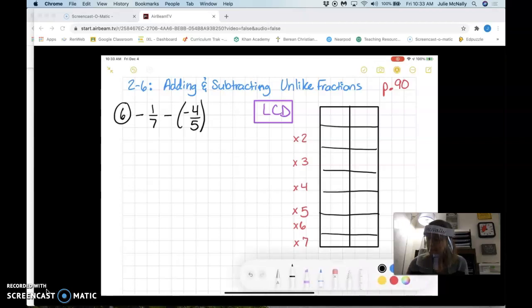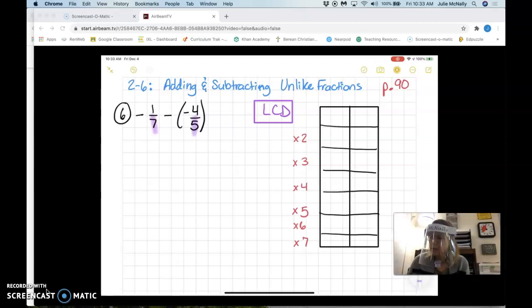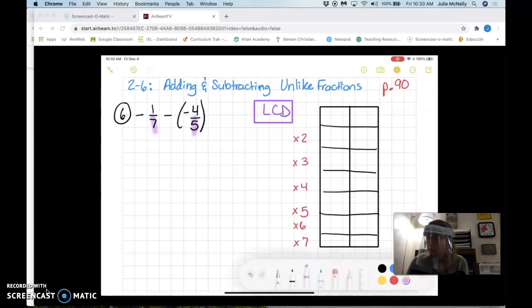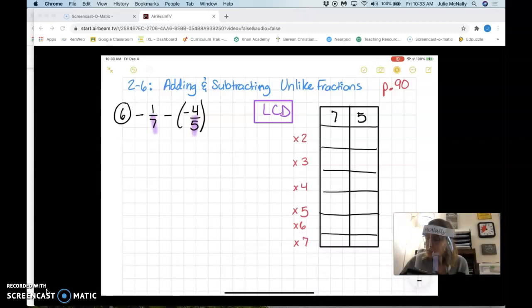They have different denominators. So I'm going to write the original denominators in the top of my chart. Whatever's on the bottom, that's what goes in your first boxes on your chart. Now, we're gonna multiply them by 2, by 3, by 4, by 5, until we find a common denominator, a number that's the same in both columns.